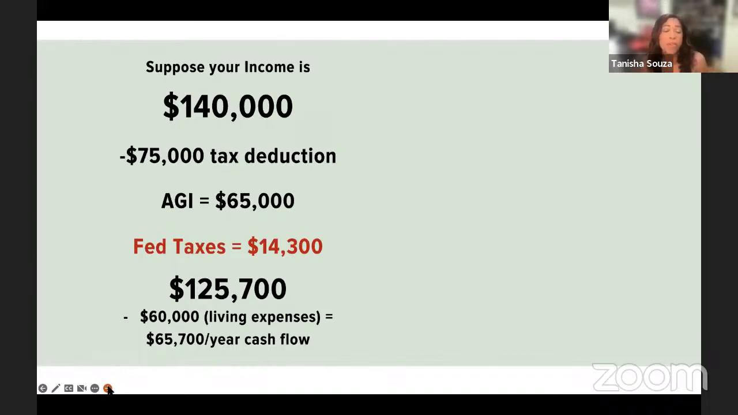So that leaves you with $125,700 that you could then use before living expenses. So your take home is different, right? Because you get this huge deduction, you have more cash to invest. So if your living expenses, assuming they're the same, are $5,000 a month or $60,000 a year, that leaves you with $65,700 in annual cash flow that you could then invest.